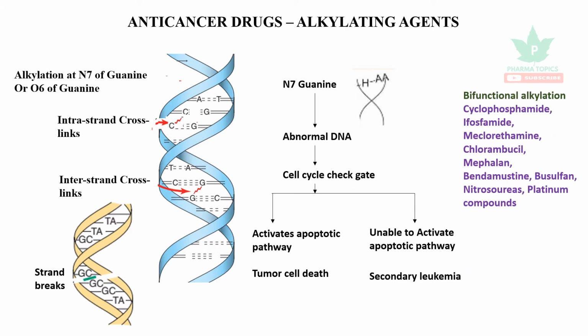So if the alkylating agents donate alkyl group on both the sides, then it is called bifunctional alkylation. Cyclophosphamide, Ifosphamide, Chlorambucil, Melphalan, Bendamustine, Busulfan, nitrosoureas and platinum compounds, they donate alkyl group at both the ends. So they are called bifunctional alkylating agents. And some drugs, they donate only methyl group, only single alkylation happens. That's called monofunctional alkylation. These drugs are procarbazine, dacarbazine and temozolomide.